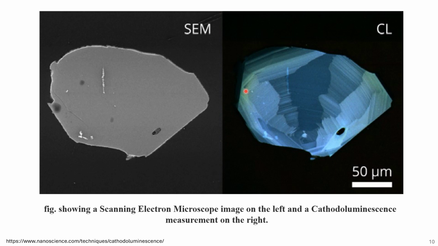This figure shows an SEM image on the left and a CL measurement on the right. The additional detail on the right was acquired using a photomultiplier tube and three filters in the blue and green part of the spectrum. The additional detail revealed with the CL measurement helps in determining details of crystal growth, defects and other artifacts of interest.